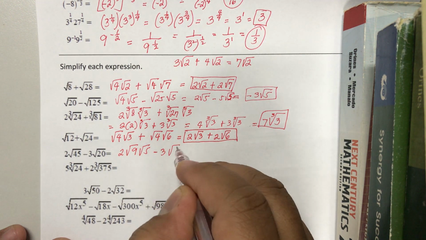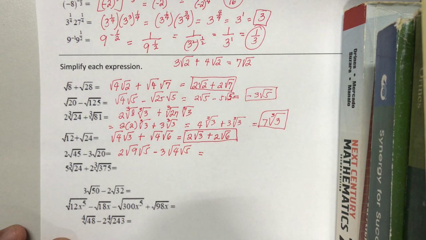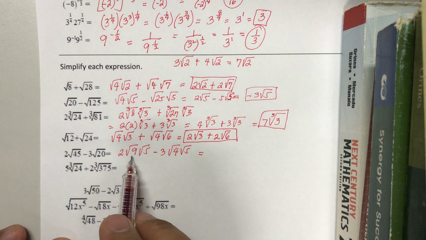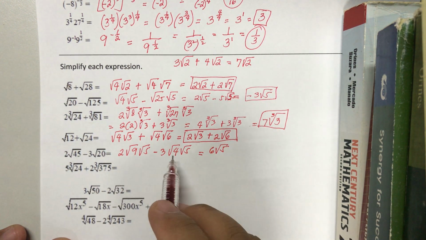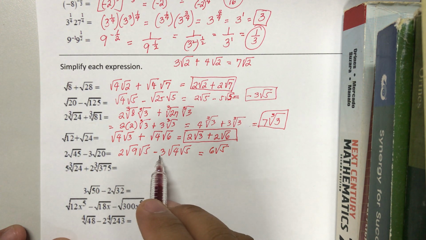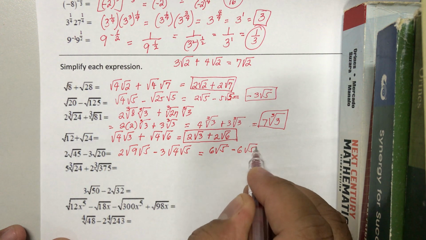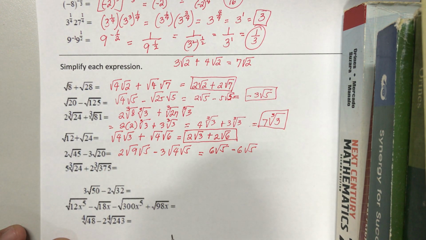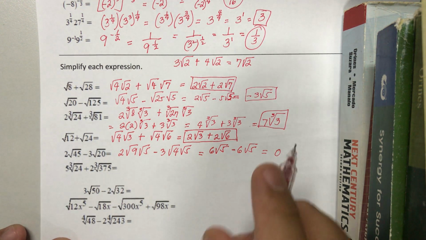Minus 3 square root of 4 times square root of 5. 4 times 5 is equal to 20. The square root of 9 is 3, so when 3 is multiplied by 2, it will give you 6 square root of 5. The square root of 4 is 2 multiplied by negative 3. That would be negative 6 square root of 5. 6 square root of 5 minus 6 square root of 5 is 0. That's the answer.